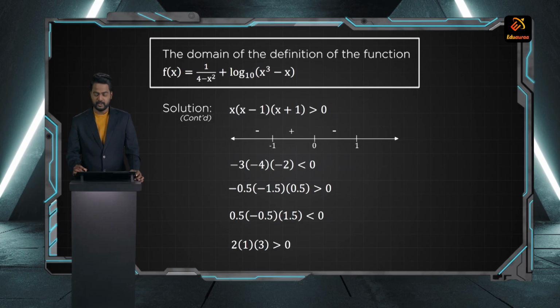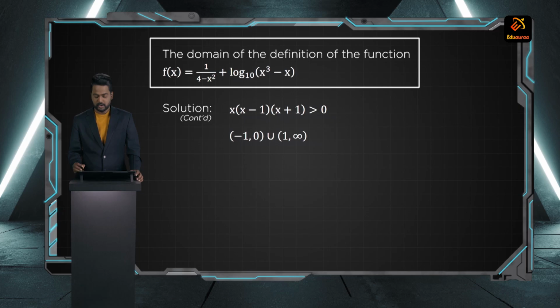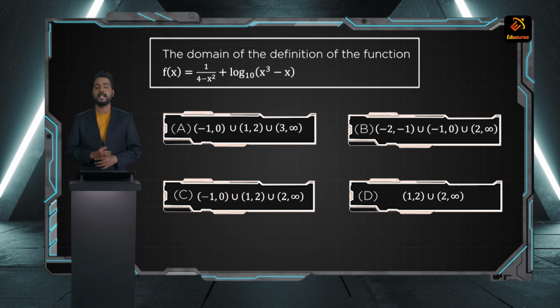So this is negative. And beyond 1, we'll take a value of 2. That is 2 into 1 into 3. All are positive. So the answer will be in the range of minus 1 to 0 union 1 to infinity for the log part. And I know x should not be equal to plus 2 and minus 2. So it will be minus 1 to 0 union 1 to 2 union 2 to infinity. Understood? So the option which is correct is option C. Understood? Moving further to the next question.